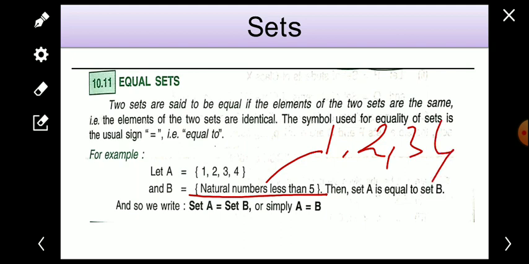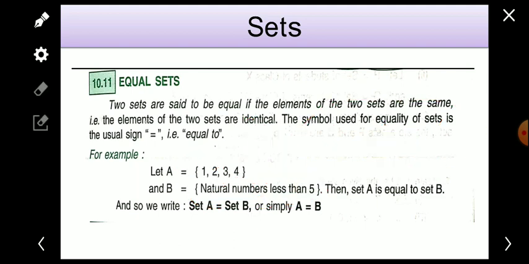It means this set and this set are the same, 1 2 3 4. Both are equal sets, because the members of both the sets are identical. So we can write that set A is equal to set B.